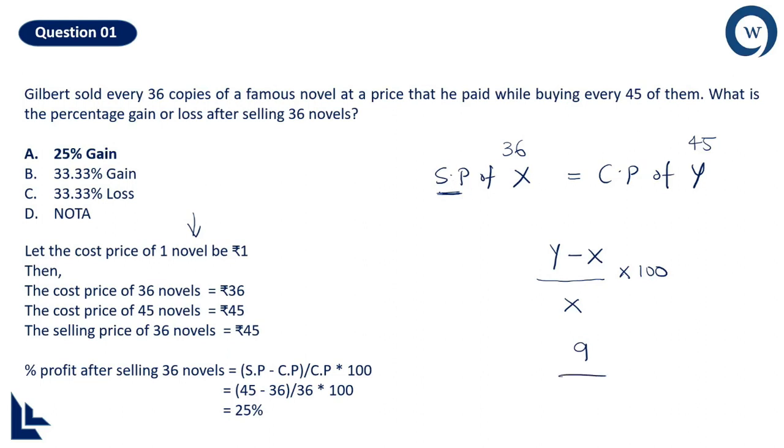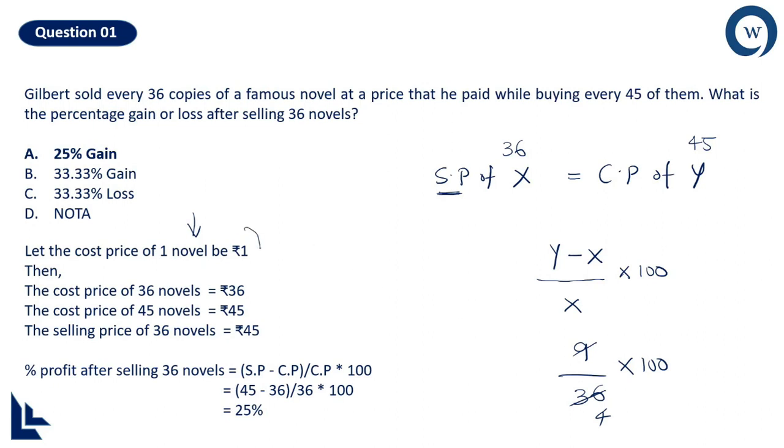And then in the denominator, you have to take the value associated with selling price. See, there is a difference. I am not telling you to take selling price in the denominator. I am asking you to take the number which is associated with selling price. There is a difference. So I'll take the number that is associated with selling price and into 100 will give me the answer. 9 ones are 9, 9 fours are 36, 100 divided by 4, 25%.